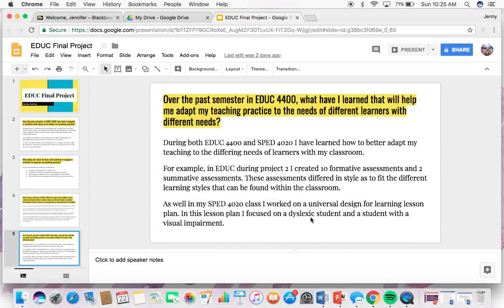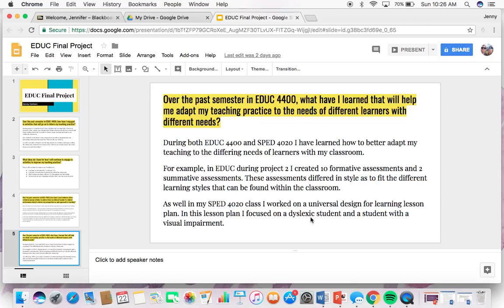And then as well in my SPED class, I had to create a universal design for learning lesson, which I created mine for a dyslexic student in my class, and then a visual impairment student. And this lesson just really helped me see how much differentiation these students need to be successful. And that doesn't mean that they're any less or not as smart as the other students. It just means they learn in a completely different way, and I have to be able to meet those needs and show that I can meet those needs.